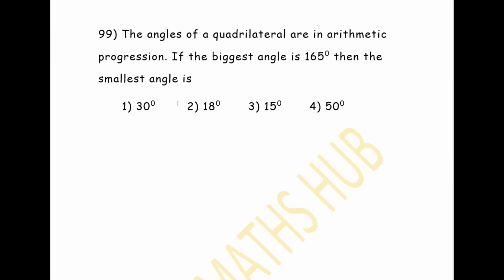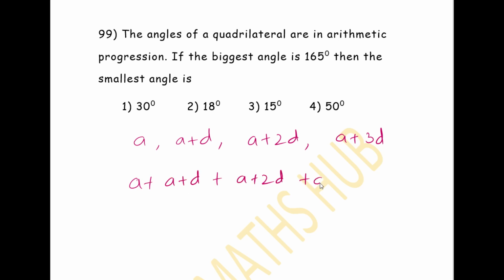Now moving to question number 99. The angles of a quadrilateral are in arithmetic progression. If the biggest angle is 165 degree, then the smallest angle is. The general form of AP is A. Let the smallest angle be A. Then the next angle is what? A plus D. Then A plus 2D and A plus 3D. Now the sum of angles in a quadrilateral is 360 degree. Therefore, A plus (A plus D) plus (A plus 2D) plus (A plus 3D) equals 360 degree.